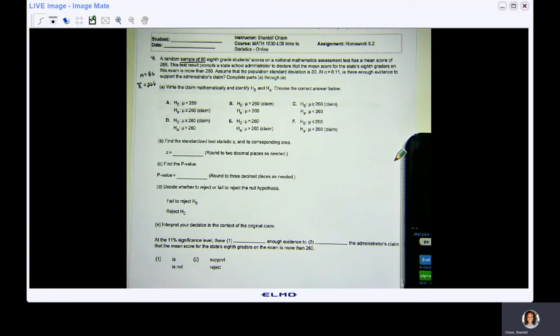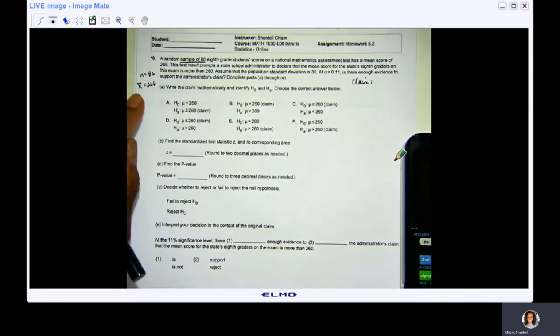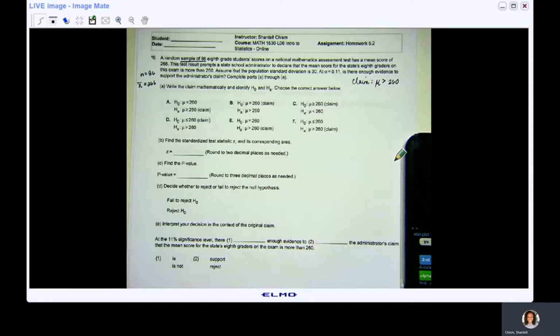It says this test result prompts a state school administrator to declare. So here comes the claim. They're declaring that the mean score for the state's eighth graders on this exam is more than 260. So the claim is based upon this sample. Their claim is that the mean score for all eighth graders is more than 260. There's our claim.